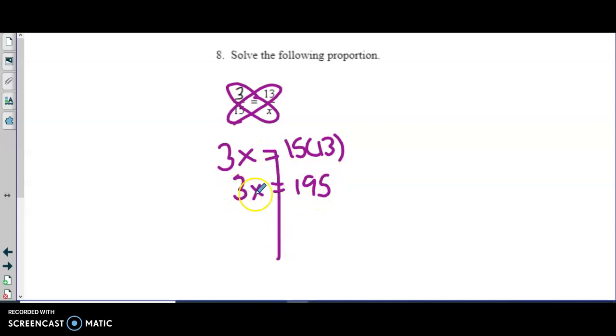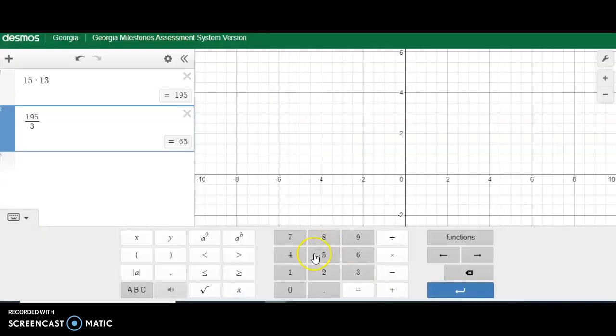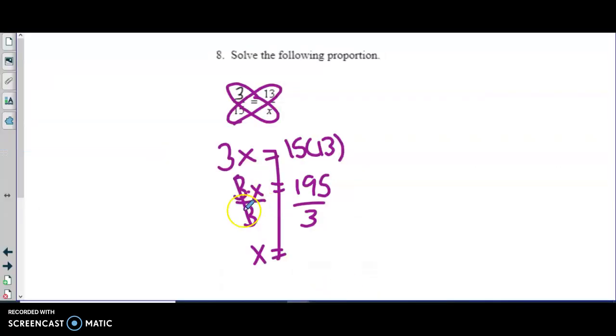The reason I knew I was dividing by 3 is because I have 3 times x, and the opposite of multiplying is dividing. And so that's how I knew. I like to cross multiply, then divide. So I kind of took a little calculator shortcut there.